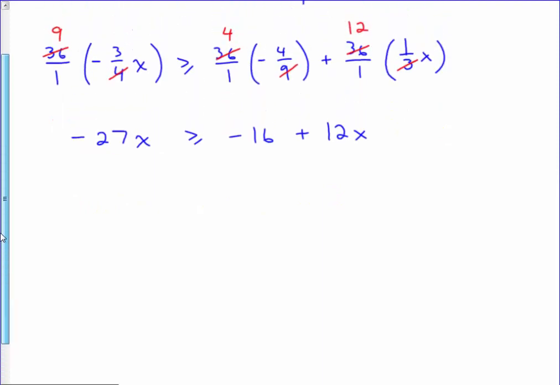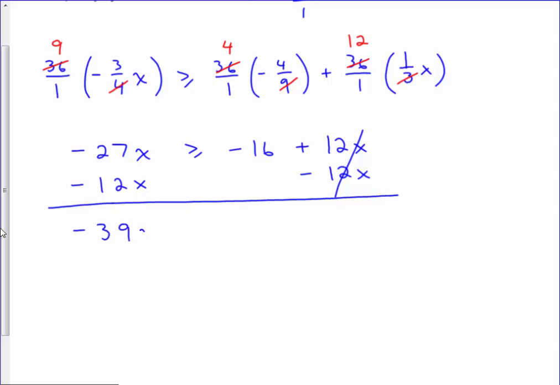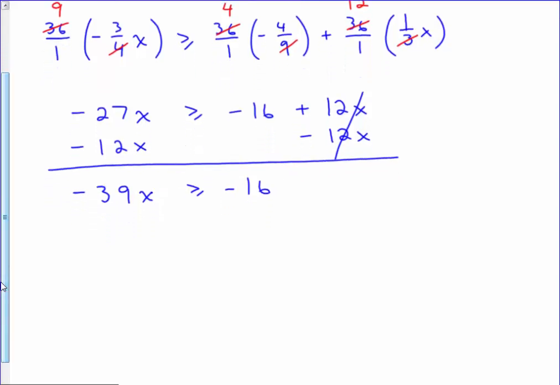From here, we see that we have an equation that contains x's on both sides. Move the 12x so that it would go to the left-hand side. So we will subtract 12x. That would yield negative 39x on the left and negative 16 on the right.